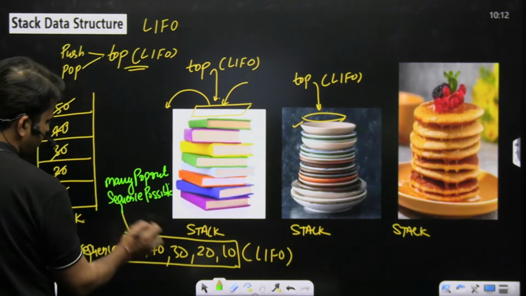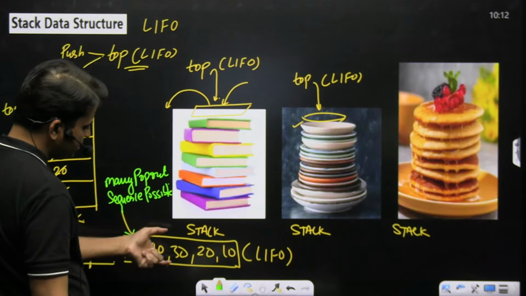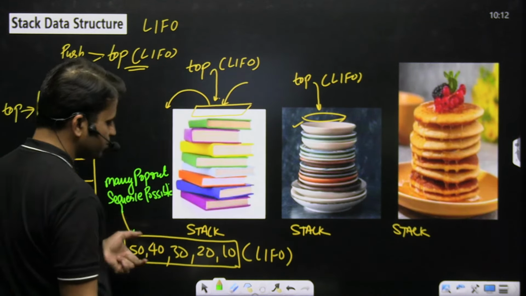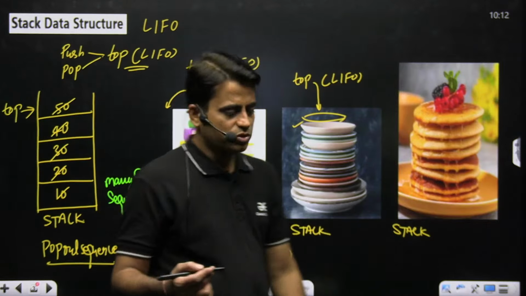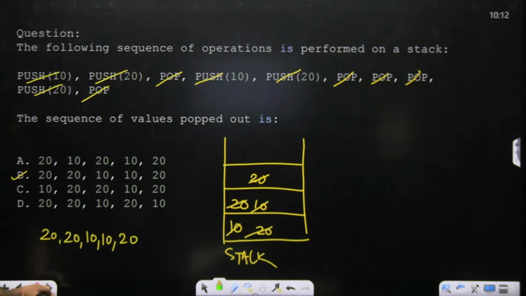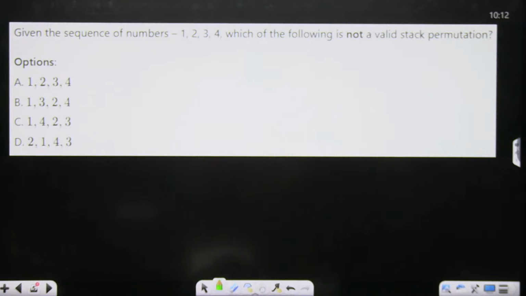Okay, so this is not compulsory. This is the sequence. If the insertion sequence is fixed, then many pop-out sequences are possible. This is known as stack permutation. We'll discuss it shortly. So given the sequence of numbers 1, 2, 3, 4, which of the following is not a valid stack permutation?